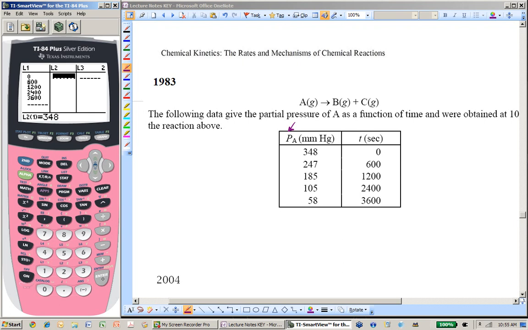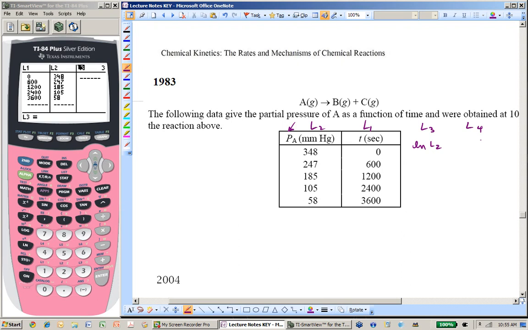It's perfectly legal. Just got to have some measurable quantity that changes with time. Did I get all that in right? 348, 247, 185, 105, 58. Good job. Okay, so what goes here? Because that is my L1. This is my L2. What is L3 and what is L4? This is Ln of L2, and this is the reciprocal of L2.